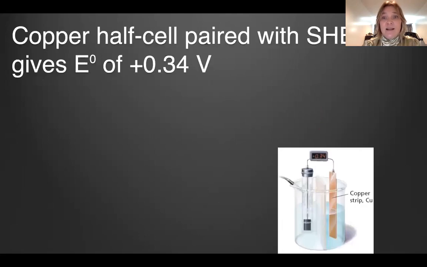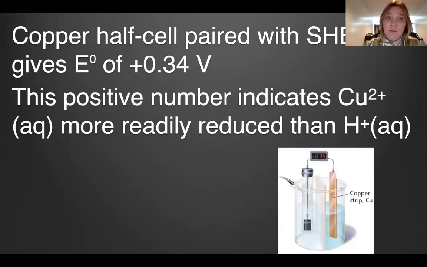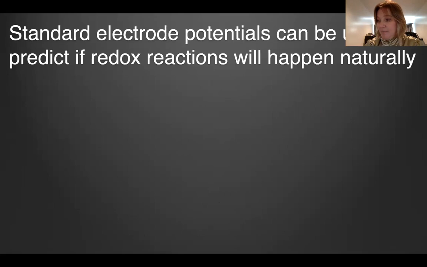When the copper half cell is paired with the SHE, it gives an electrode potential of positive 0.34. So the positive number indicates that the copper ions are more readily reduced than the hydrogen ions. Standard electrode potentials can be used to predict if redox reactions will happen naturally.